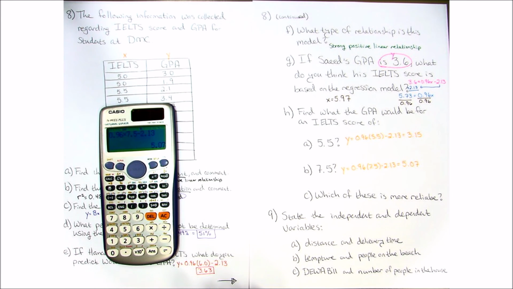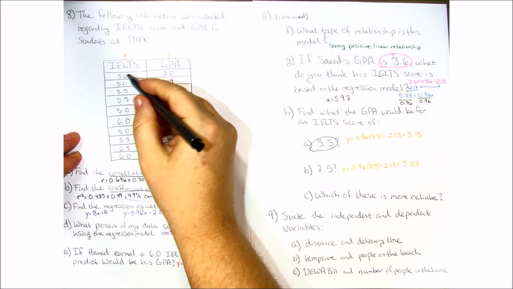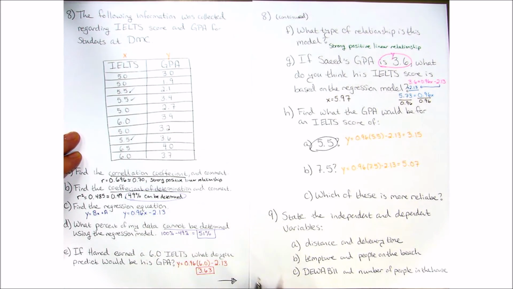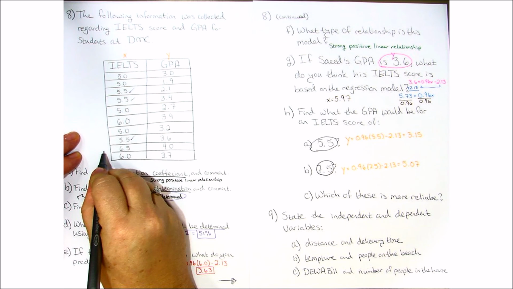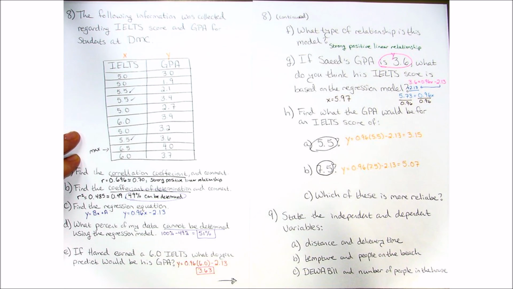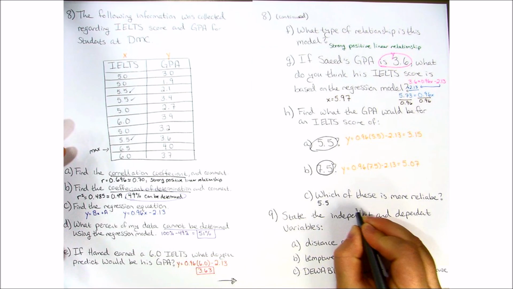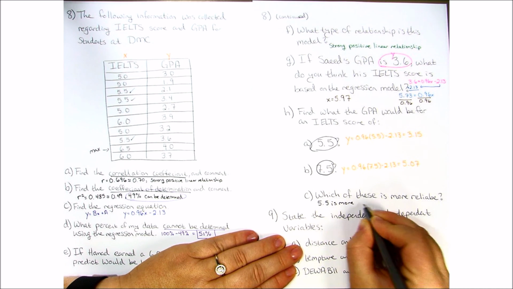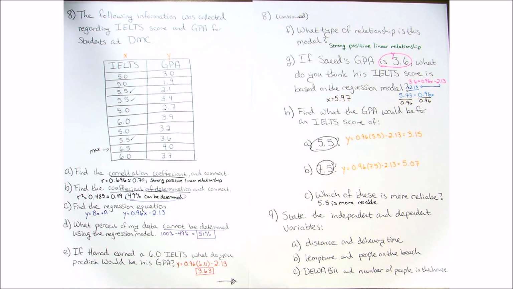And then it says, which of these is more reliable? Now if we look, 5.5 is in our data set. It's found multiple places. 7.5 is well out of our data set. This right here is our maximum number, and this is a full step above maximum. Therefore, 5.5 is more reliable. And this is how you kind of solve some stuff with regression equations.